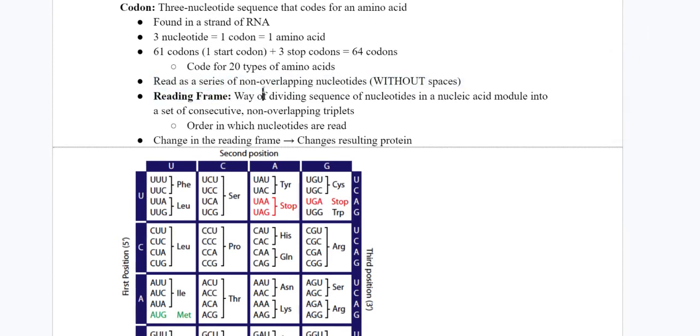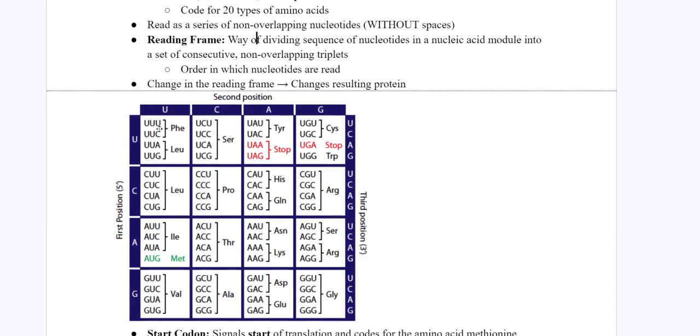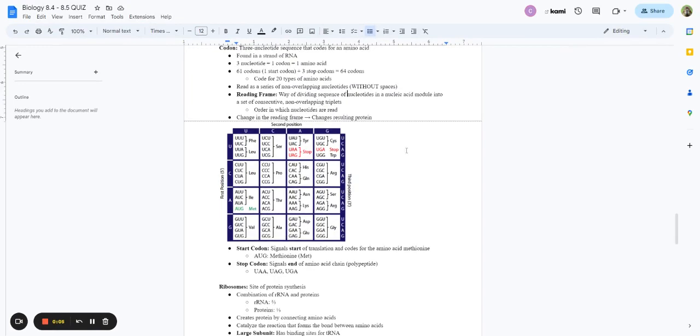I trust Miss Sarah. Anyways, they are read as a series of non-overlapping nucleotides, which means that they are read without spaces, so there are no spaces in between them. In a reading frame, we did this worksheet in bio where there were nucleotides in a row. That's a reading frame, like AUCG AUGCCCGU. That's a reading frame, and it's a way to divide the sequence of nucleotides into a set, a sequence, yes. And the order in which the nucleotides are read is very important. So if you change the order, then the protein changes.